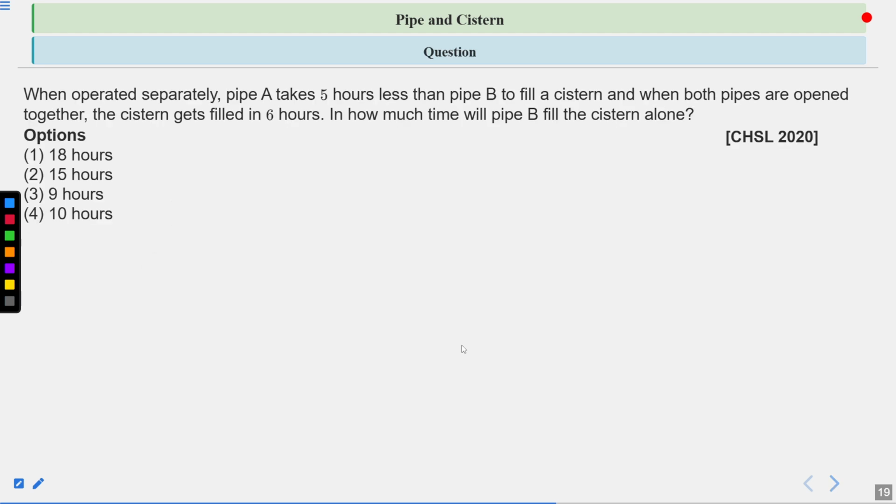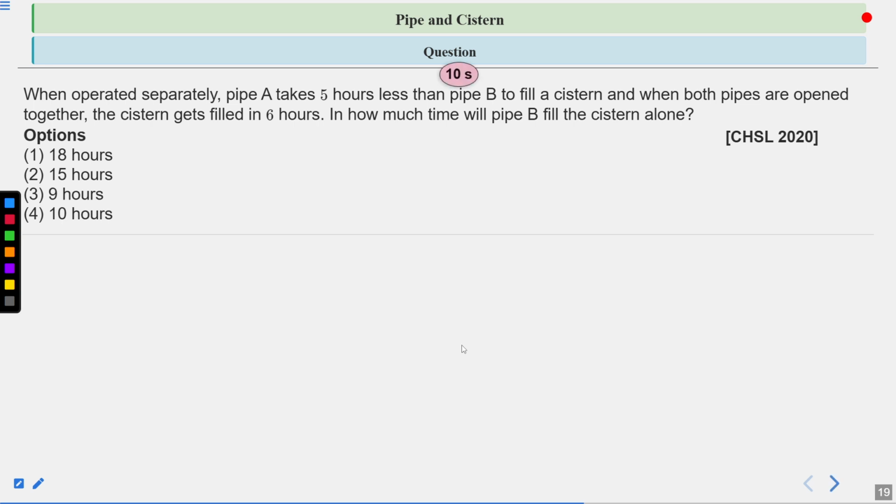When operated separately, pipe A takes 5 hours less than pipe B to fill a cistern. And when both pipes are opened together, the cistern gets filled in 6 hours. In how much time will pipe B fill the cistern alone? And this question was asked in CHSL 2020. So there are 4 options. First one is 18 hours, second is 15 hours, third one is 9 hours, and fourth one is 10 hours.